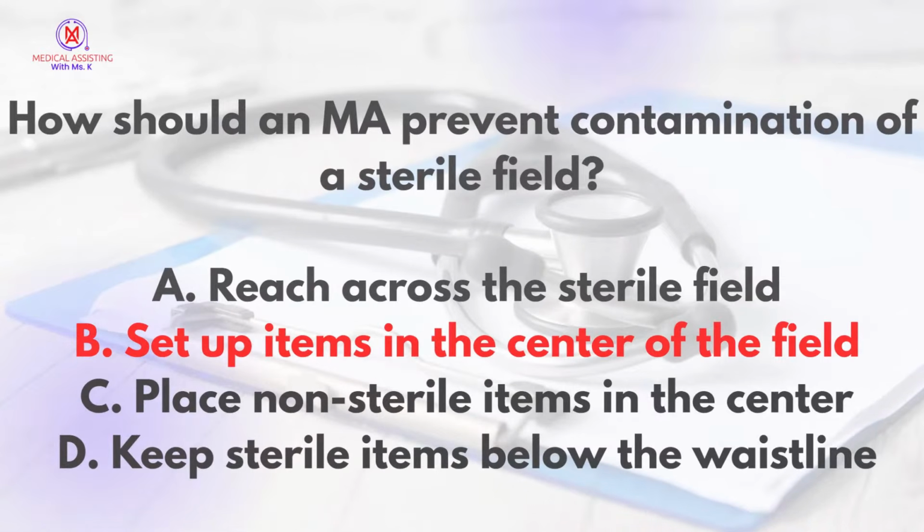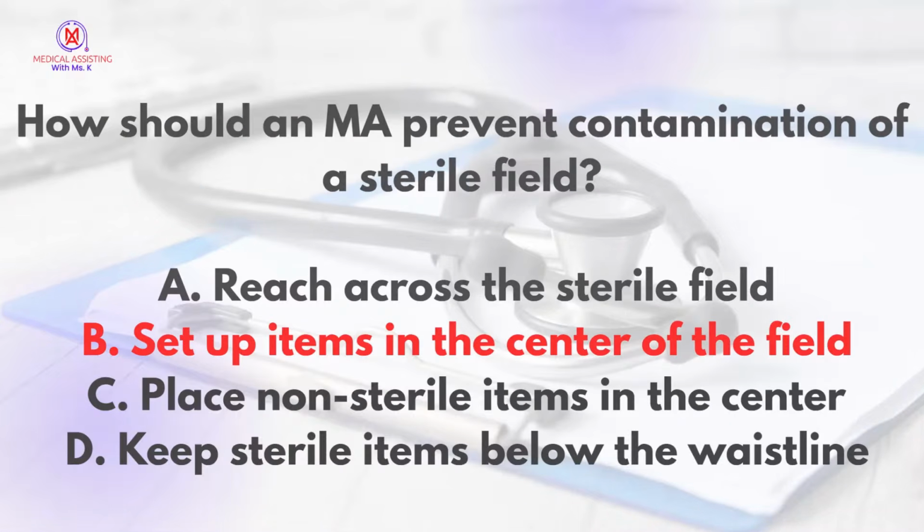If you said B, you're correct. So we definitely don't want to reach across it. Remember, we don't reach across it. Non-sterile items, we can immediately exit that out because nothing that is non-sterile should be in the sterile field at all. And then keep sterile items below waistline is wrong because we want to keep it above waistline and always in our sight. Anytime something is out of our sight, we have to assume that it is non-sterile.